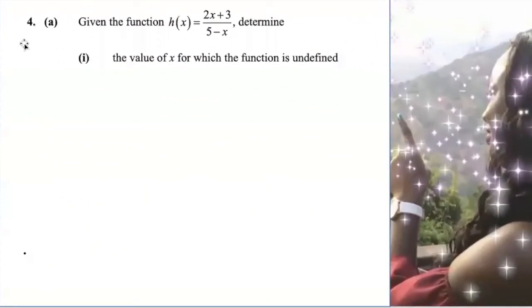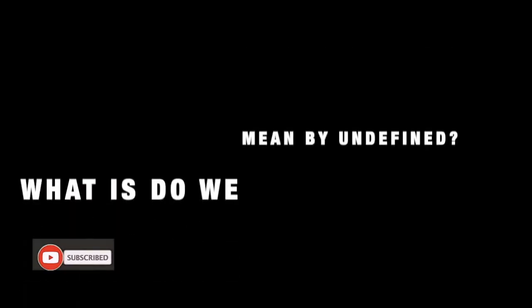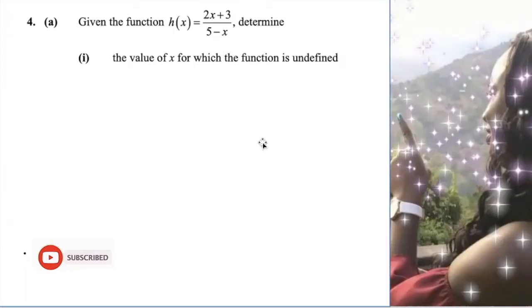Let's get started. For Part A, given the function h of x is equal to 2x plus 3 all over 5 minus x, determine the value of x for which the function is undefined. What do we mean by undefined? A function is said to be undefined at points outside of the domain.